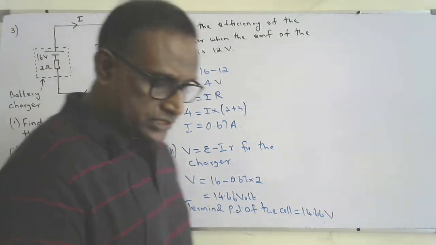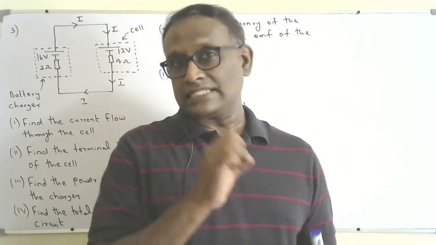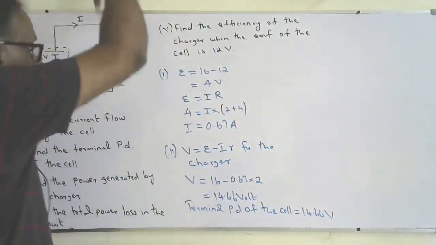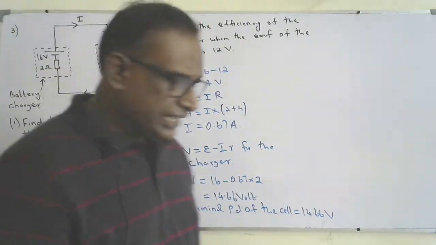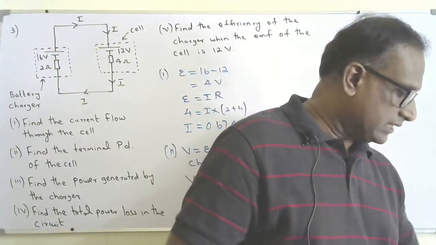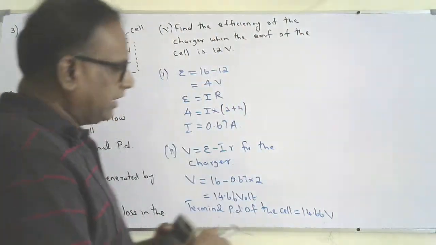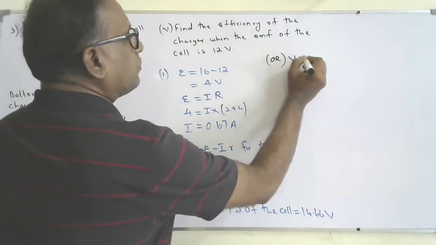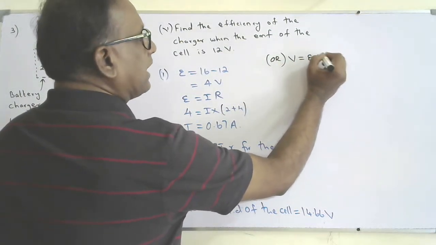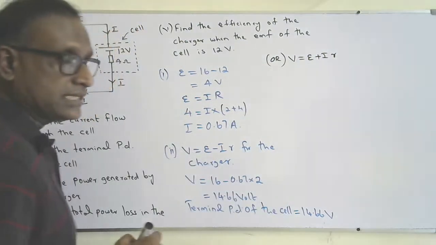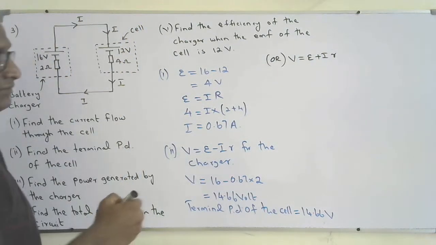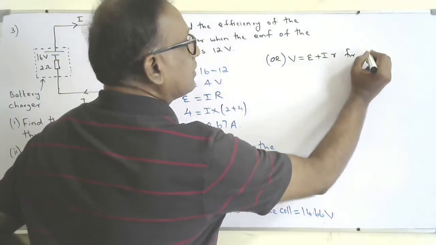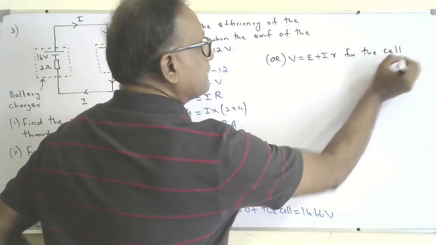Or you can use V equals E plus IR, because current is going into the positive terminal, but that equation is not introduced in Edexcel or Cambridge syllabuses. But if you want, you can use it like this: V equals E plus IR, plus, not minus, because current is going into the positive terminal for the cell. You will get the same answer.